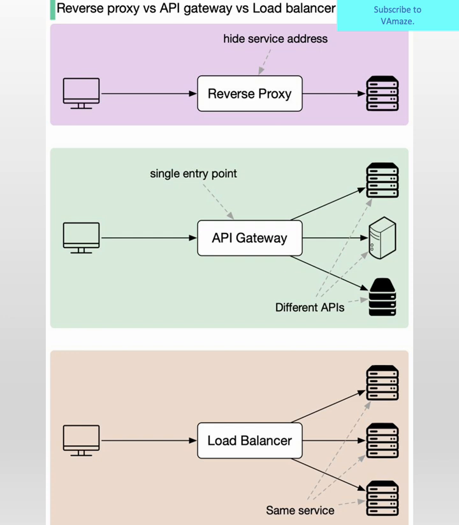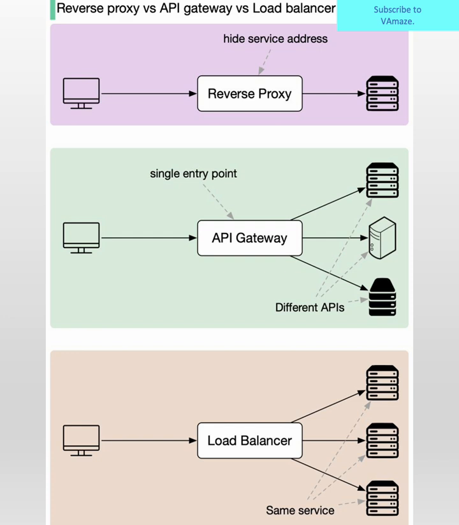Modern architecture combinations. Hybrid approaches. In practice, these solutions are often used together rather than as mutually exclusive options. API Gateway and Load Balancer. An API Gateway routes requests to appropriate services, while load balancers distribute traffic within each service cluster.